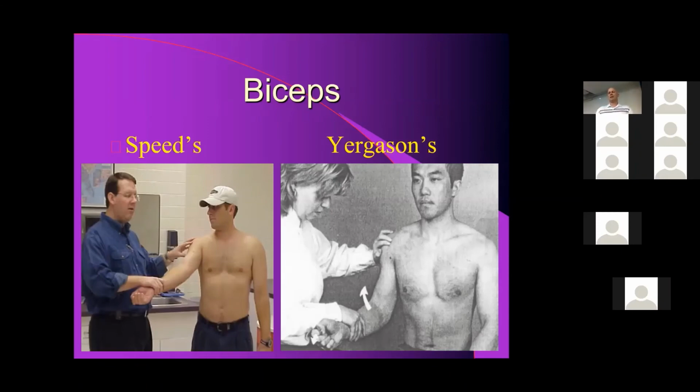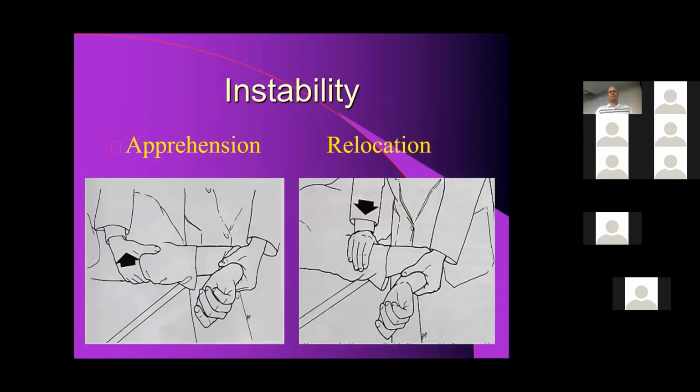Then Yergason's test is a combination of flexion of the elbow and supination at the same time. A lot of times I just shake somebody's hand in this position, then have them try to turn their palm up and flex their elbow as I resist it. Again, it should cause pain in the anterior shoulder, not elsewhere, to be a positive test. So Speed's and Yergason's are two biceps tendinopathy tests.